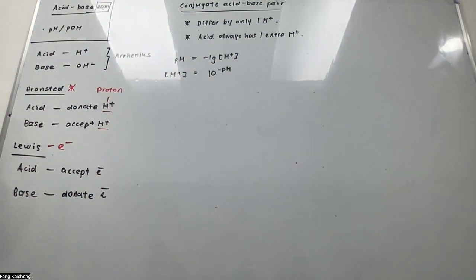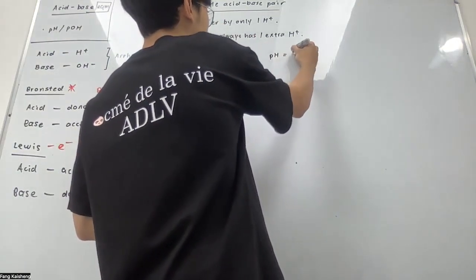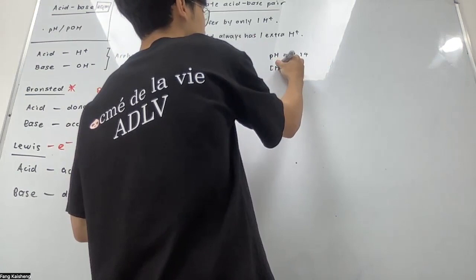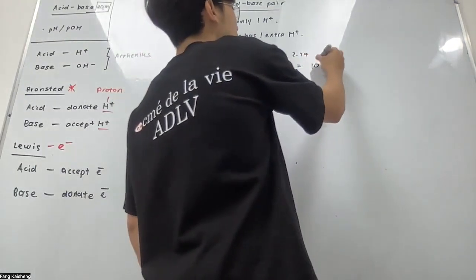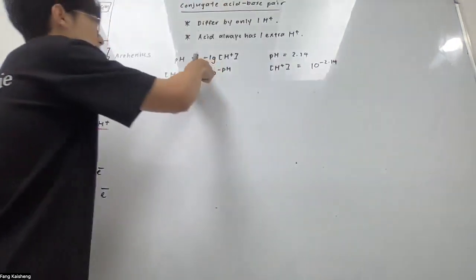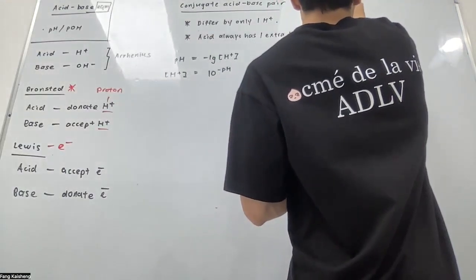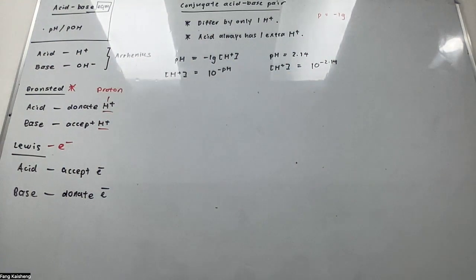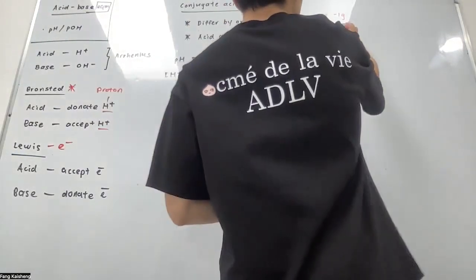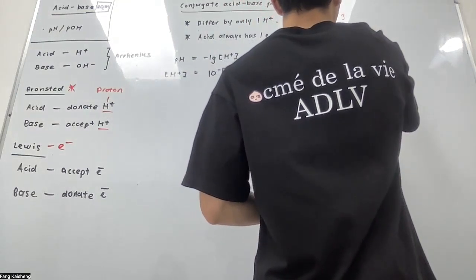You want to write some examples, go ahead. So if I were to tell you guys, if the pH is 2.14, how do I calculate the concentration of H plus? 10 to the power of negative 2.14. Why negative? Because it's negative log. So same idea here. P stands for negative log, base 10. In other words, pH is just to measure the concentration of H plus ion.